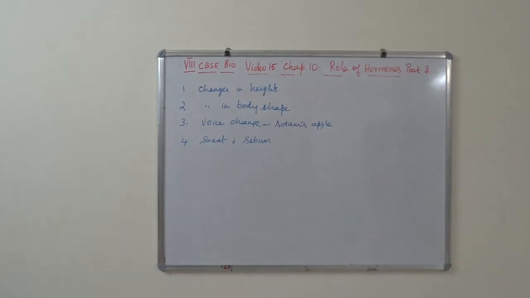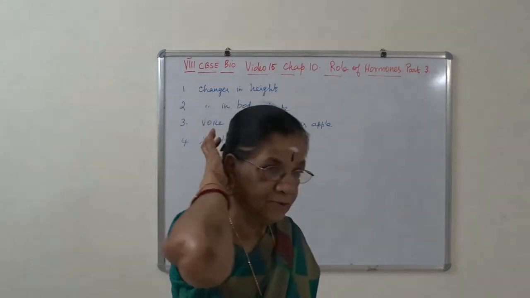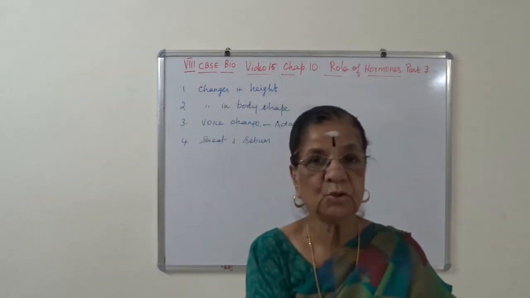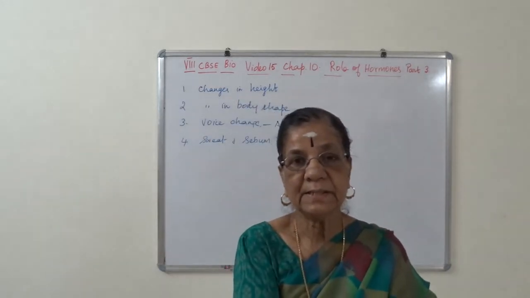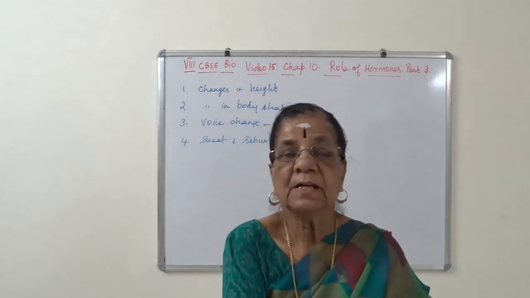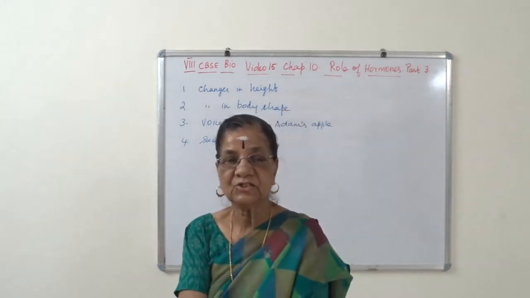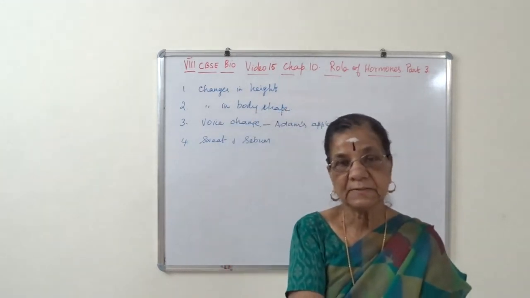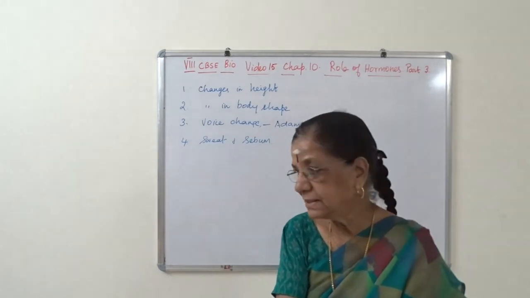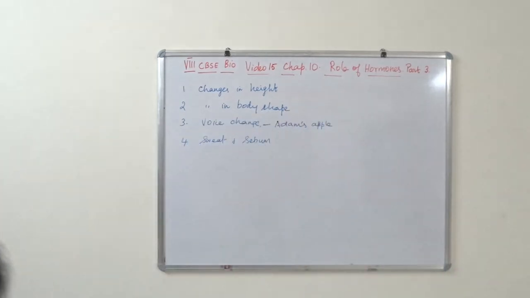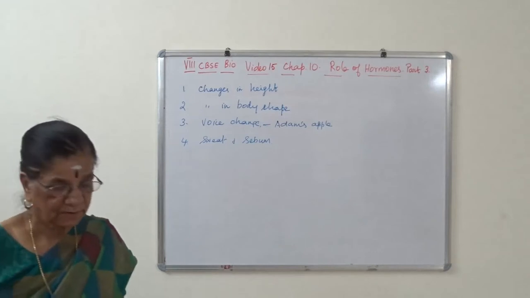Normally, the height due to puberty, due to adolescence, can be calculated using a formula that compares the present height with the possible height. The formula is given in our textbook, so please follow it.